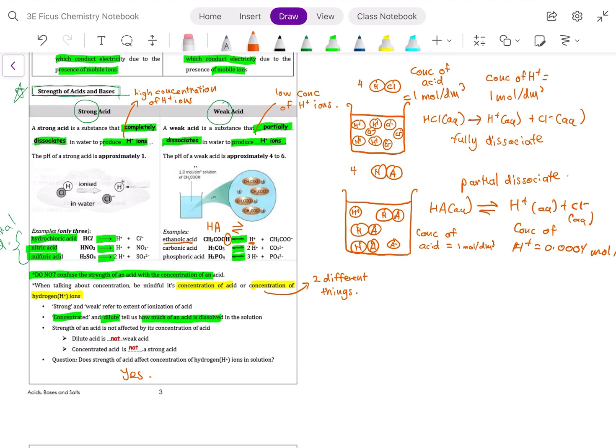Then the concentration of H plus for a weak acid. The case at the bottom is a weak acid. The one at the top is a strong acid. So usually for a weak acid, because of the partial dissociation, the concentration of H plus will be low, compared to the concentration of acid.